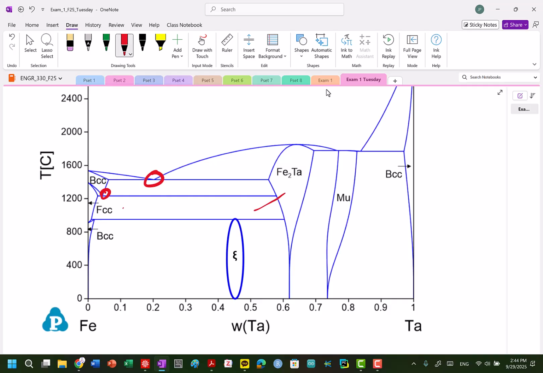FCC plus this phase going to another phase. So that right here, that's a peritectoid. You may consider this to be a eutectic here and a eutectic here, but I might not expect you all to see that just because it's very hard to see. Or it's very, very small.